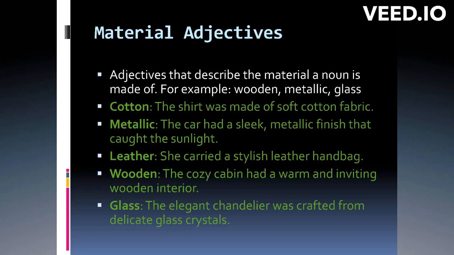Here we are talking about the fabric, we are talking about the shirt, right? What is the material used there? That is cotton. Here it is talking about the quality, like how the shirt looks. So what is the material used for that shirt? That is nothing but cotton. So cotton is an example of a material adjective. Understood? In the same way, metallic, leather, wooden, glass, these are a few examples. You can just note it down.